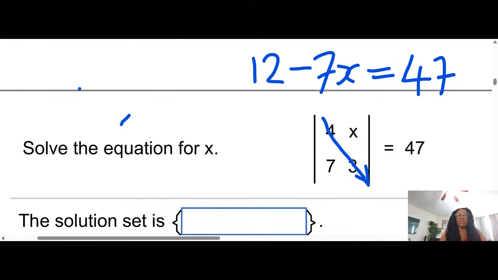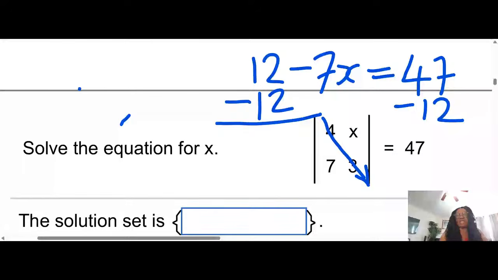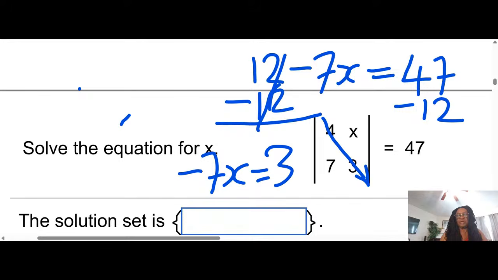So minus 12 on both sides, because I'm solving for x. So I want to isolate x on the left-hand side. So minus 12 on both sides. And now I have negative 7x is equal to 35. So negative 7x is equal to 35.